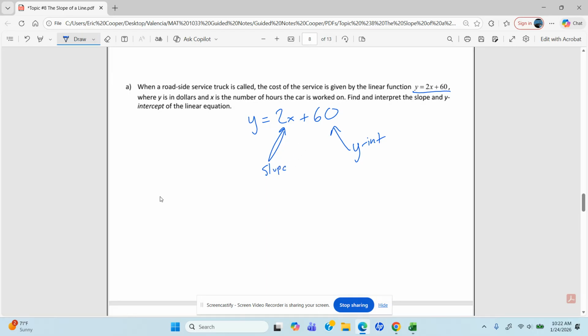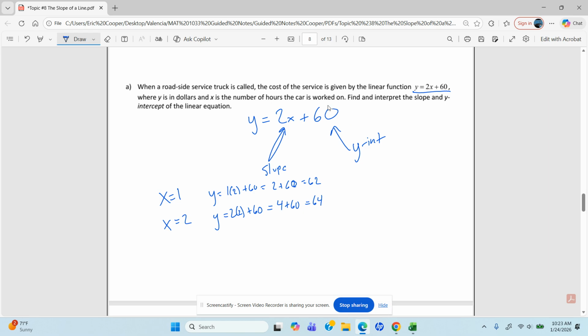So let's think about it. If x was equal to 1, where x is the amount of hours they worked, we would take 1 times 2 and add 60 to it, and we would get 62. So for working 1 hour, it would cost $62. And I could do the same for 2. I would plug in 2 into where it says x, and I would still add 60, and I would figure out working 2 hours gives me $64.